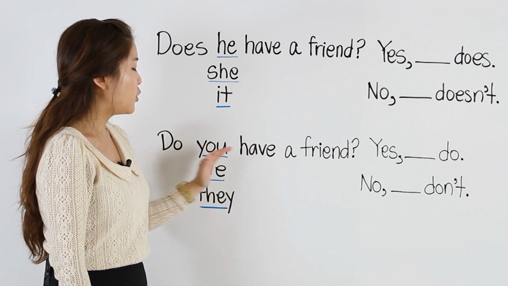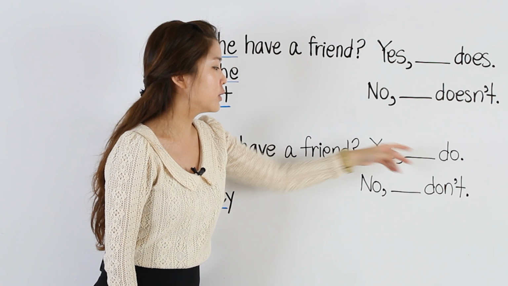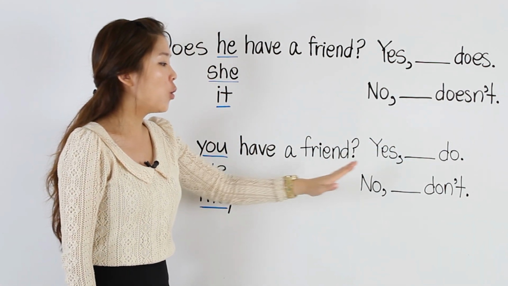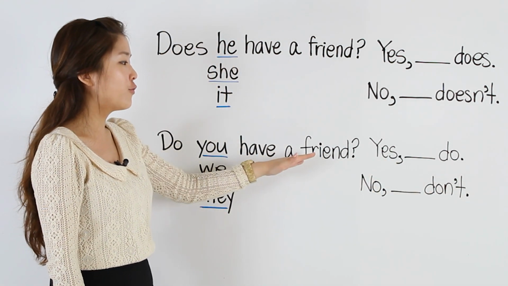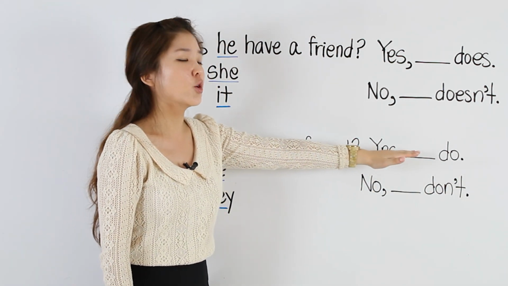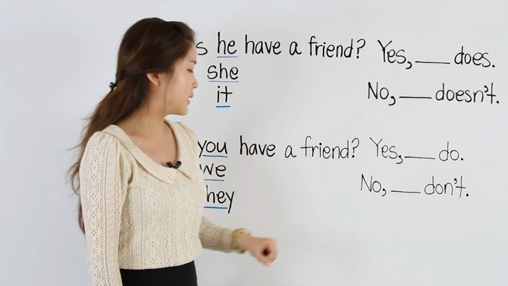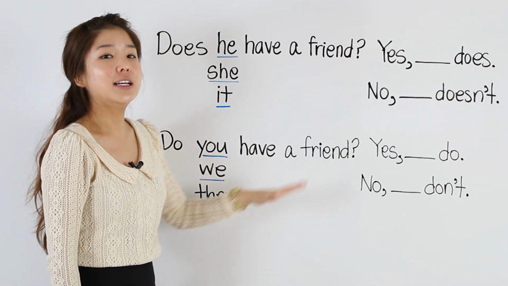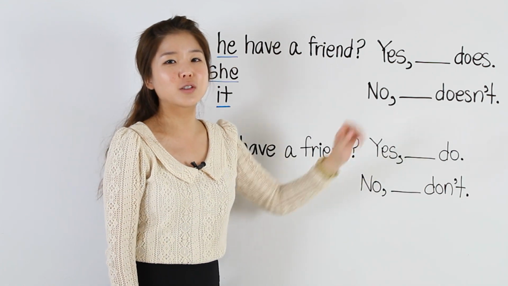So, do you have a friend? Yes, I do, right? The question is asking you. So you say I do or no, I don't. Do we have a friend? Yes, we do. Or no, we don't. And last, do they have a friend? Yes, they do. No, they don't.